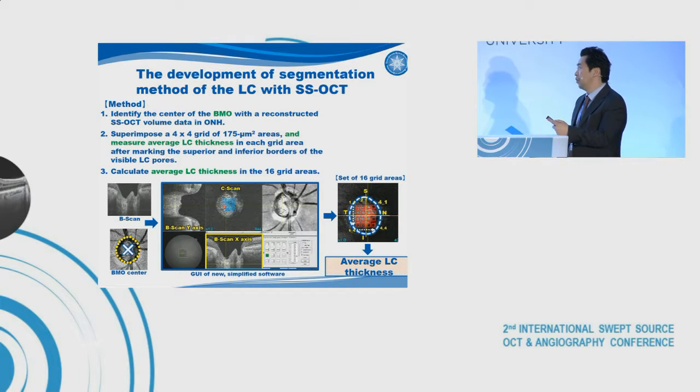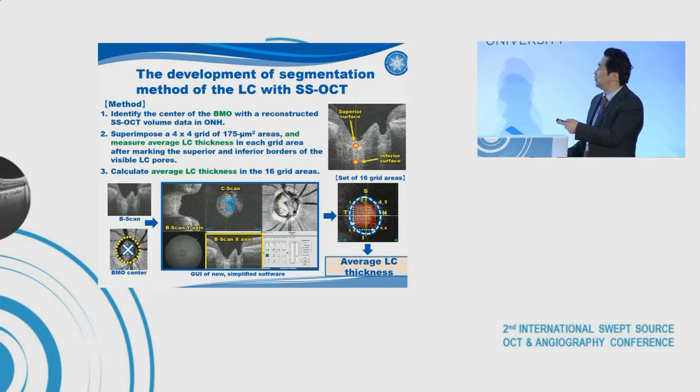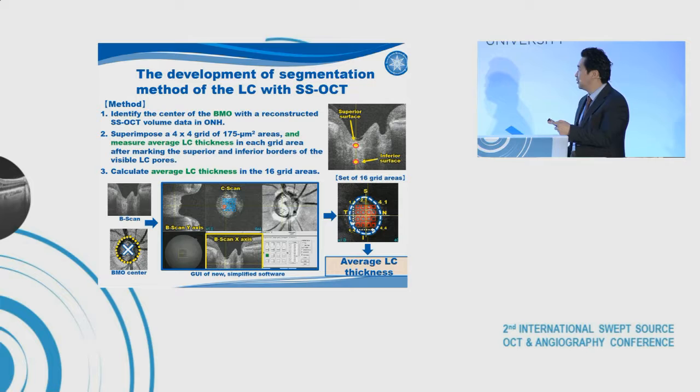So we want to know the relationship between the lamina cribrosa thickness and blood flow. We had to set up a new model to segment out the lamina cribrosa with SS-OCT. First, we identify the center of the BMO with the reconstructed image, the SS-OCT volume data image in the optic nerve head. And then we superimpose a 6 by 4 by 6 grid and measure the lamina cribrosa thickness in each grid after marking the superior and inferior borders of the lamina cribrosa. So the definition of lamina cribrosa we use here is the visible area of lamina cribrosa pores.